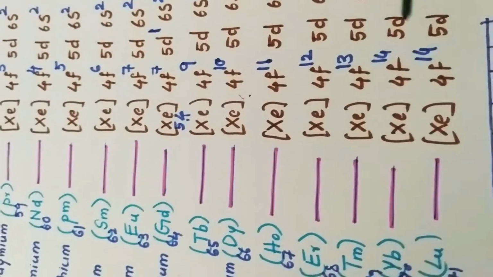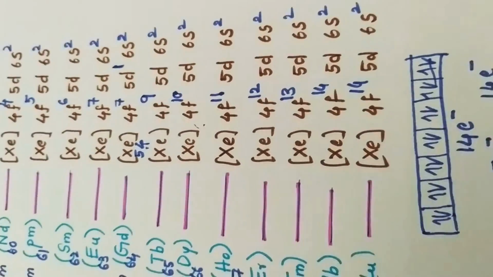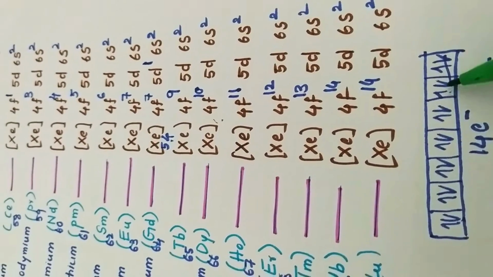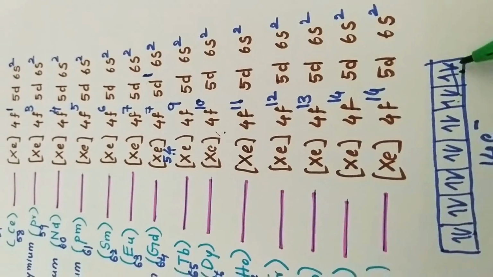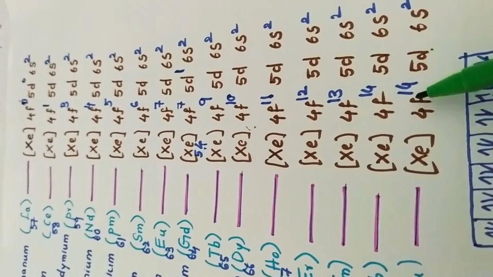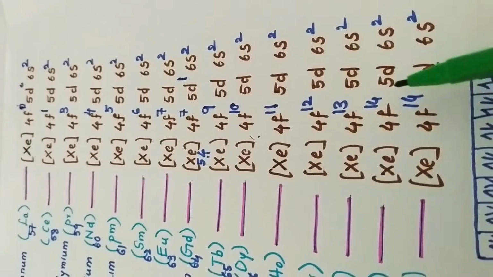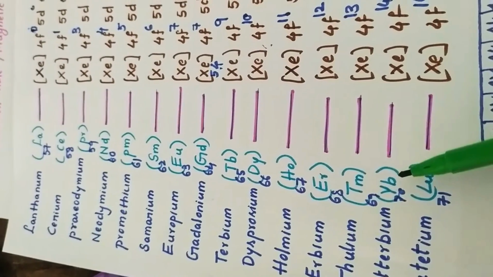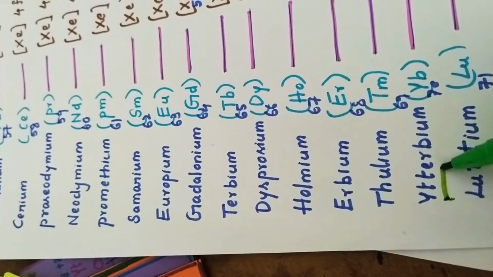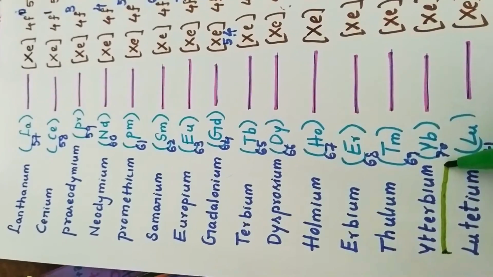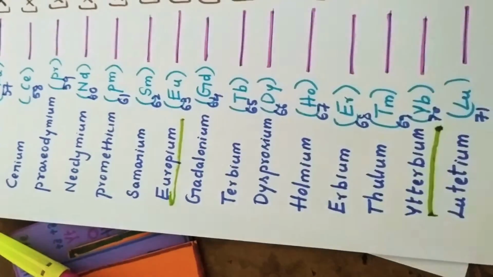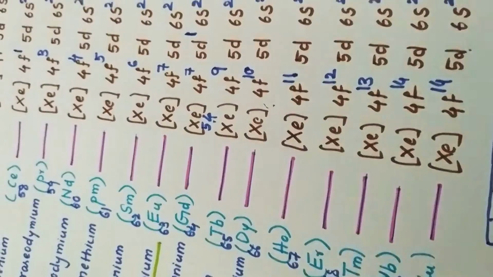Again we write 14 two times. As we know, the 13 configuration comes just before this, and if it becomes 14 it will be completely filled. So rather than filling the electron in the d orbital, it tries to enter the f orbital in the case of ytterbium. The exceptional configurations you will notice are in the case of ytterbium and also europium. These two elements show exceptional configurations.